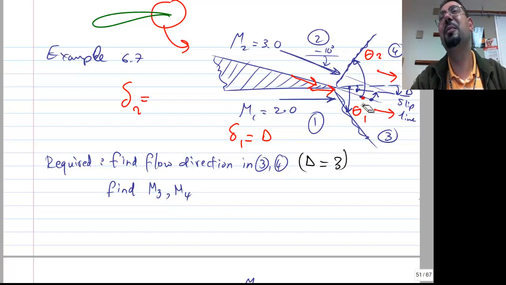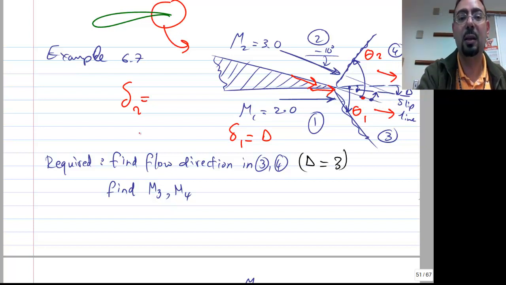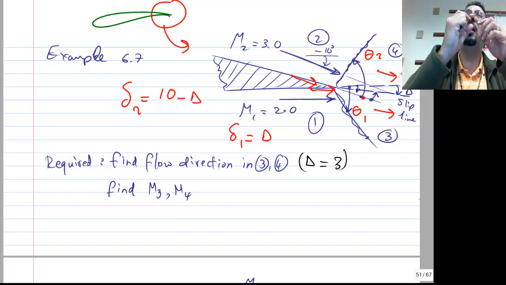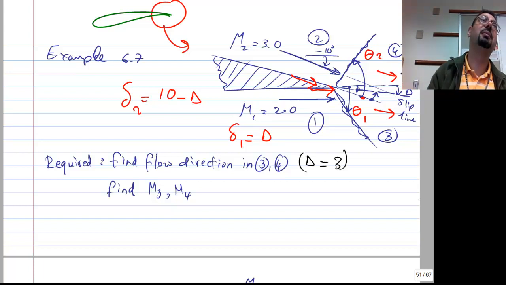So it's minus 10. Now again, guys, look at delta 2. I need this deflection angle for this flow so I can solve the pressure and the Mach number and so on. So how much is that delta? It's probably 10 minus the capital delta. Because he was planning to go minus 10, now he's going only minus delta. How much did we deflect him? It's 10 minus the delta. Does this make sense?